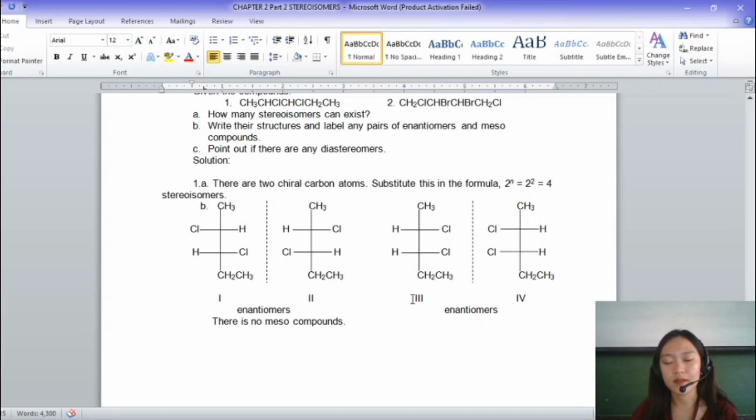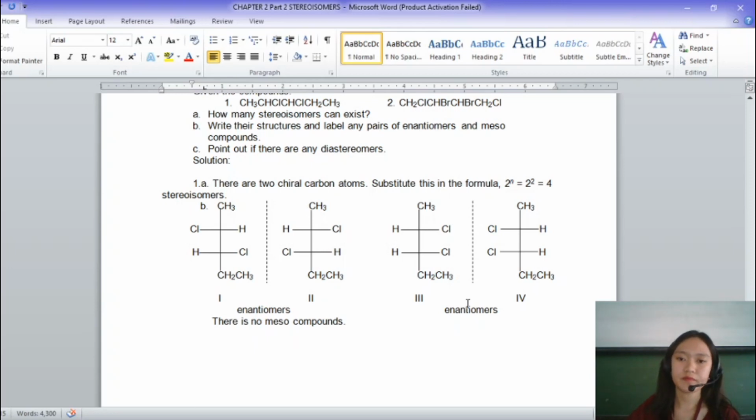Next, structure number 4, when you rotate it, the ethane group will go to the top and the methane go sa baba. So, hindi rin siya coinciding with your structure number 3. Meaning, these pair are also enantiomers. So, walang mesocompounds. 0 ang mesocompounds. And then, you have 2 pairs of enantiomers.